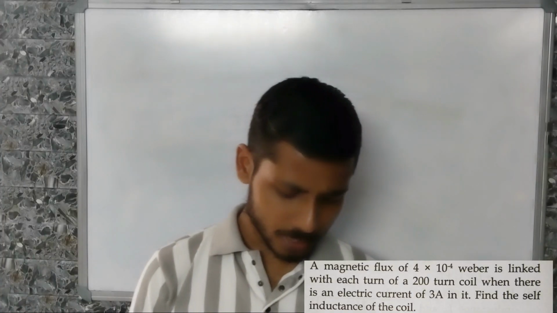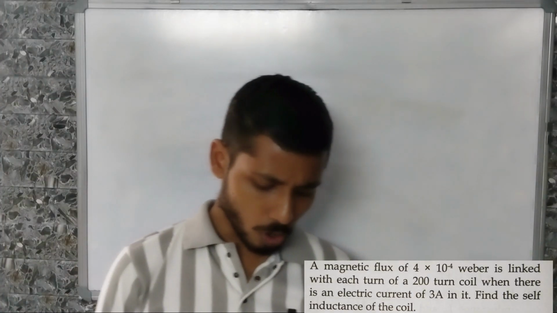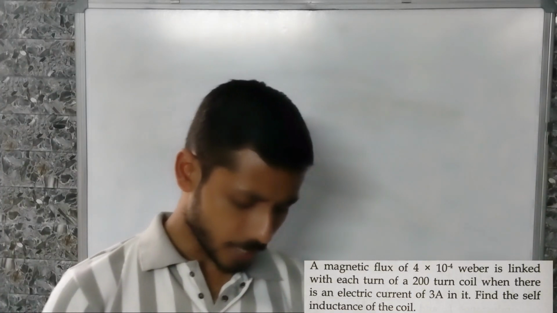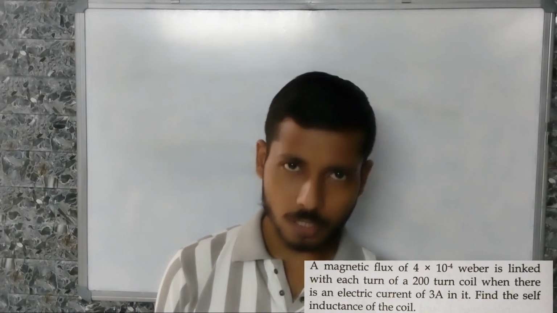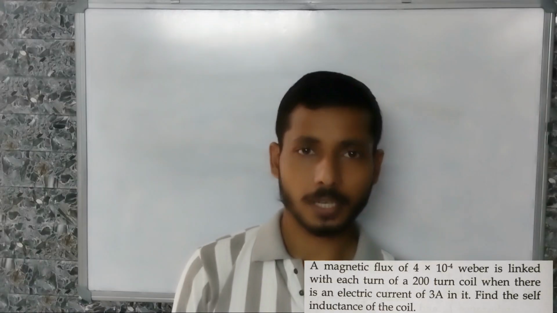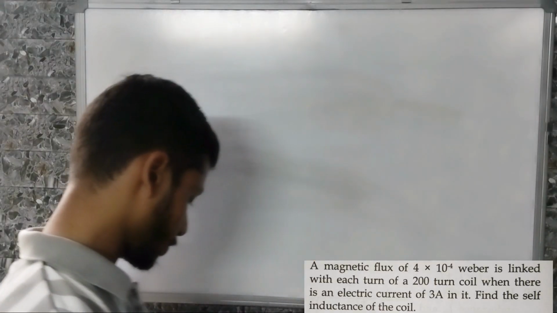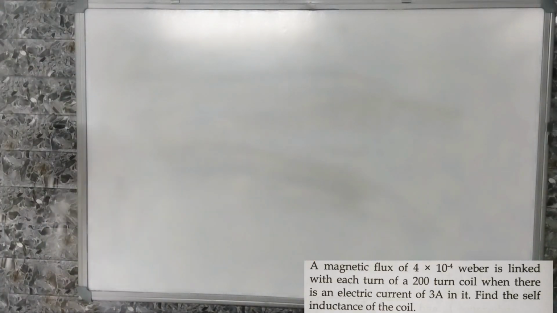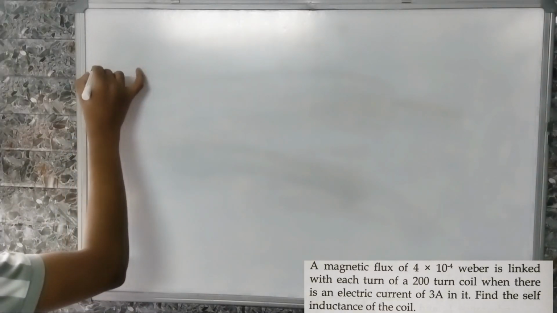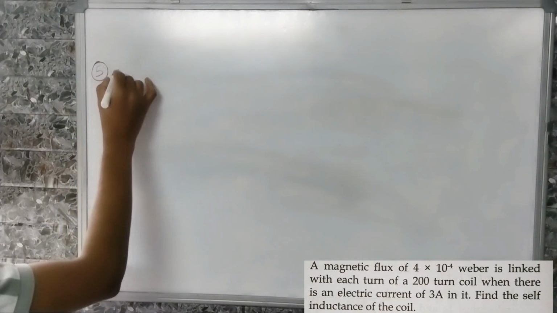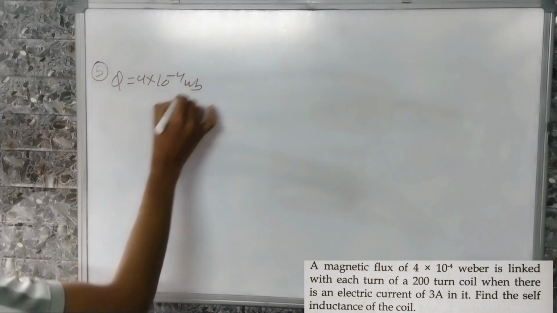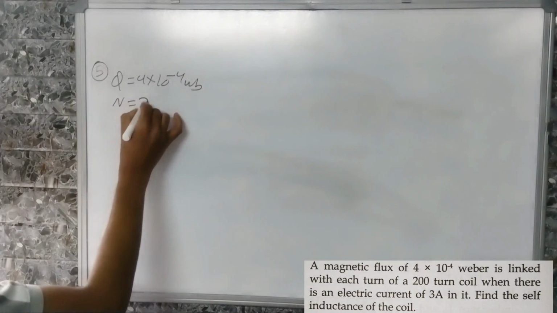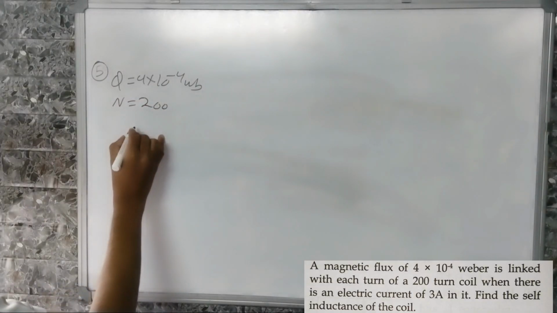Next, children, a similar problem. A magnetic flux of 4 into 10 to the power minus 4 Weber is linked with each turn of a 200 turn coil, while there is an electric current of 3 ampere in it. Find the self inductance of the coil. So what is given? Question number 5: flux is 4 into 10 to the power minus 4 Weber. Number of turns is 200.